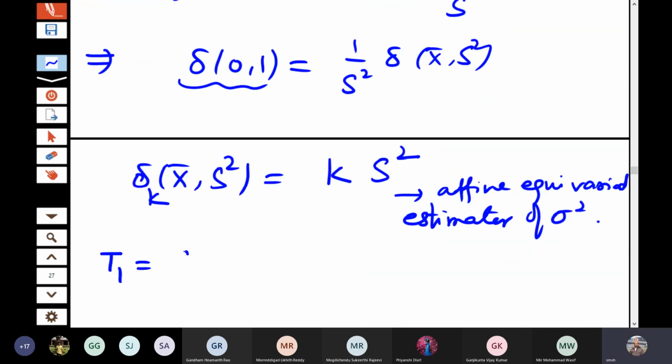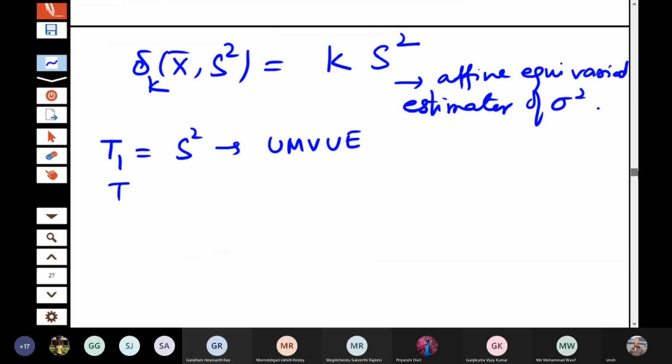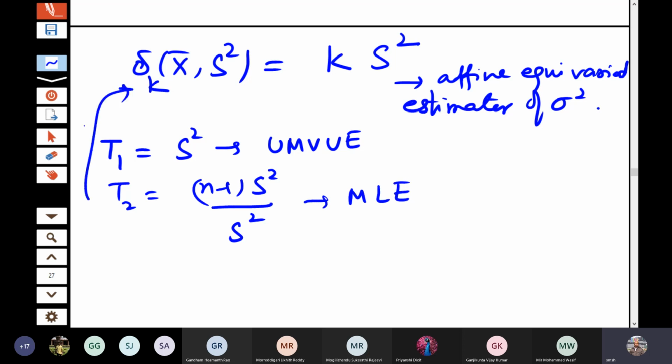And that is T1, that is equal to s square, that is the UMVUE, and let me call it T2. T2 is (n minus 1) s square by n, that is the MLE. So both of these are in this form only. Now let us see whether something else is possible, or like the mean of the normal, there is no improvement. That means we get the same estimator as the best. So let us just try this out.